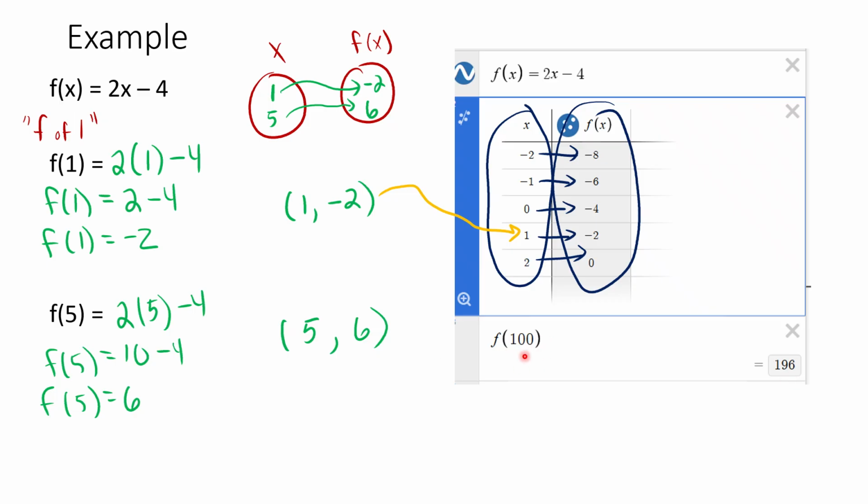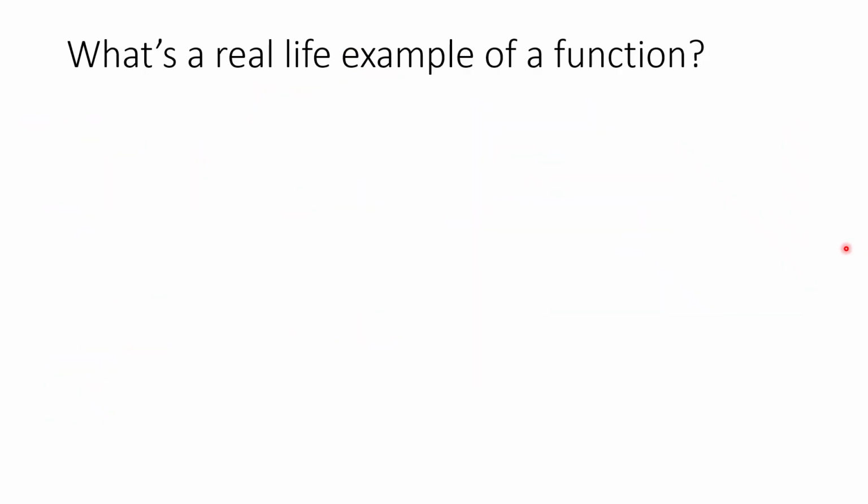So in other words, if I pull a 100 from this x set in my domain, then it will map to a 196 in my y set, or f of x. So that's what it looks like on Desmos. All right, what's a real life example of a function?